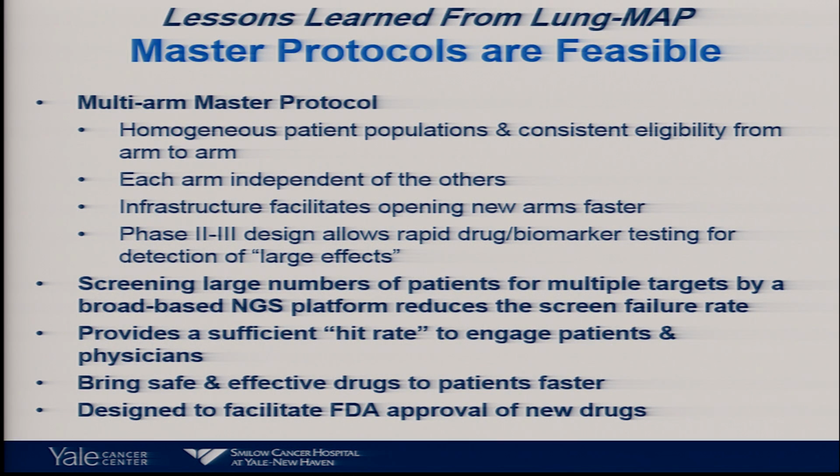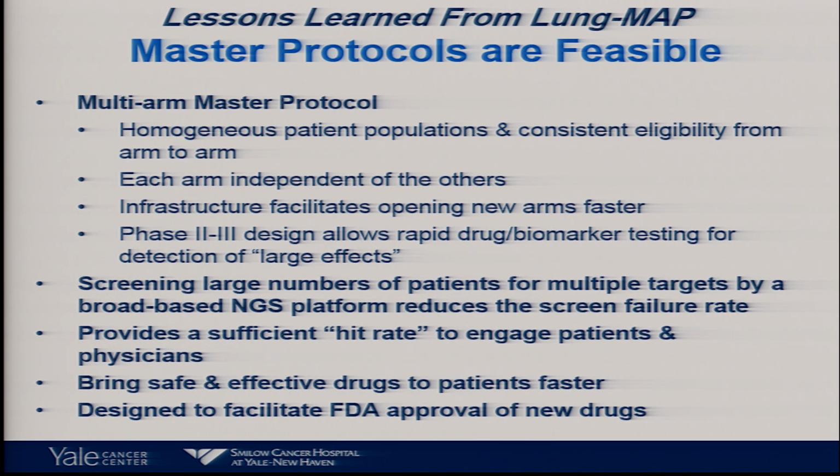So here you have it, a multi-arm master protocol, homogeneous patient populations, and consistent eligibility from arm to arm. Each arm is independent of the others, so it's a modular type of design. Infrastructure facilitates opening new arms faster. One closes, another opens. At a phase 2-3 design initially, we thought we'd look to see if there was activity in phase 2, and then it could seamlessly transition to phase 3. We wanted to get drugs approved. We wanted to screen large numbers of patients from multiple targets, broad-based platform.